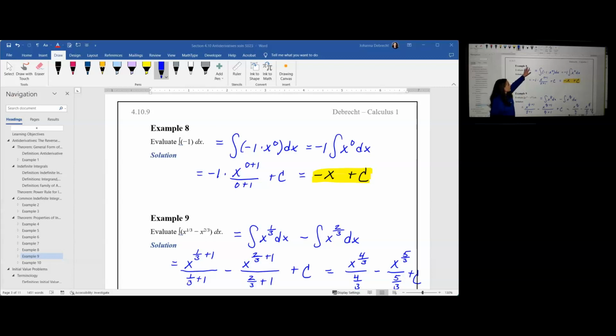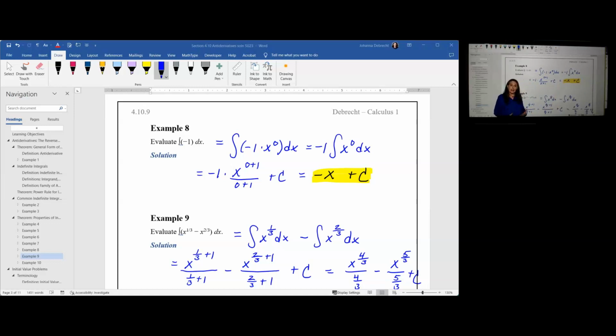Let's now look at example 8. Again, when we have a constant for the integrand, we can always think of it as being multiplied by the variable raised to the 0th power. Then we can apply the power rule. Brought the -1 outside the indefinite integral.